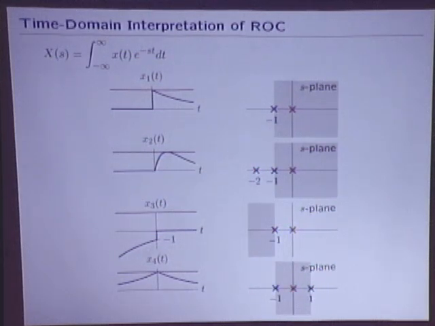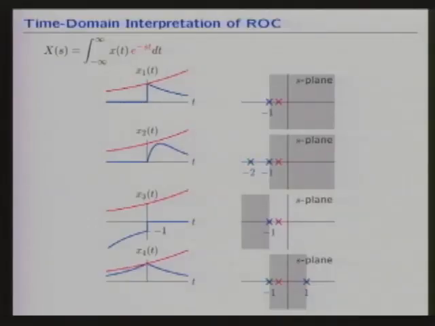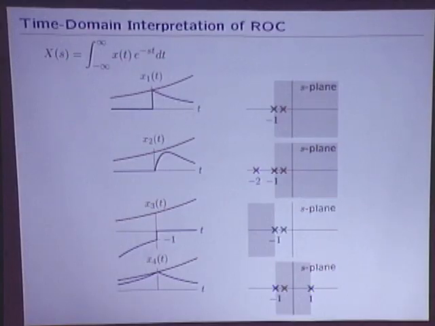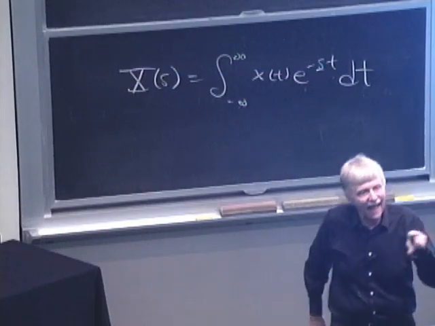Okay? So now if I think about a different s, what if I move s a little bit to the left, say -0.5? If I'm thinking about integrating against e to the minus st, and if s is -0.5, that's e to the half t.